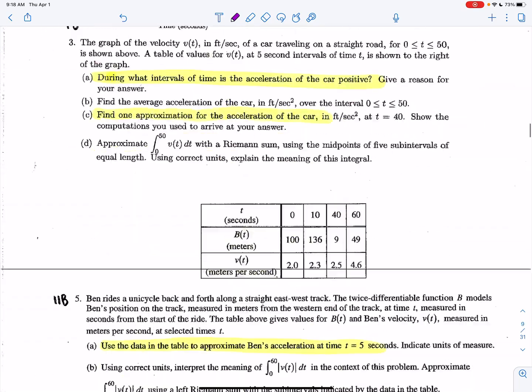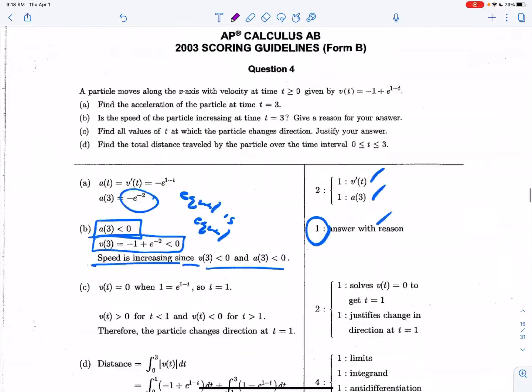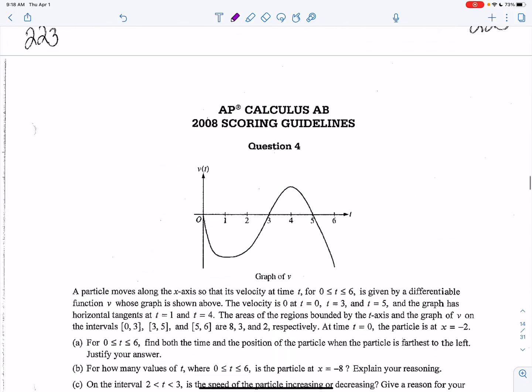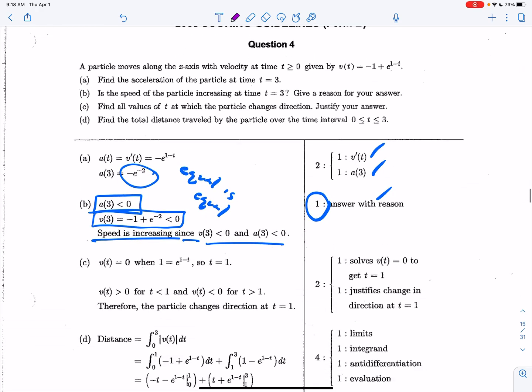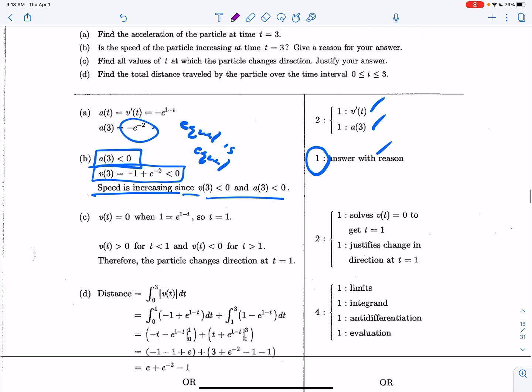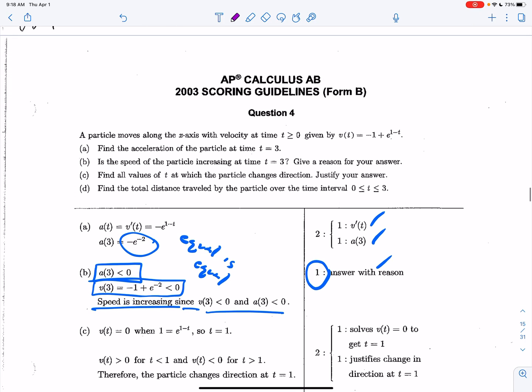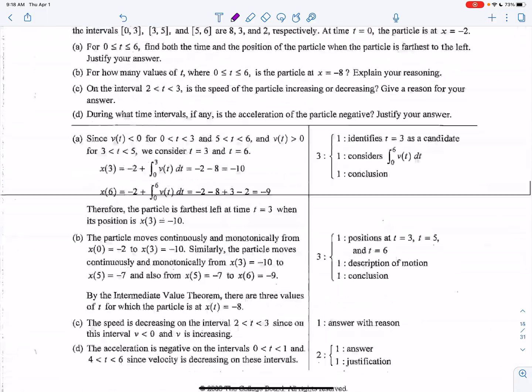Let's take a look at the scoring guideline. 2003. If I can find it. Okay, here we go. 2003. Now, they did a lot of... Wait, was it 2003?